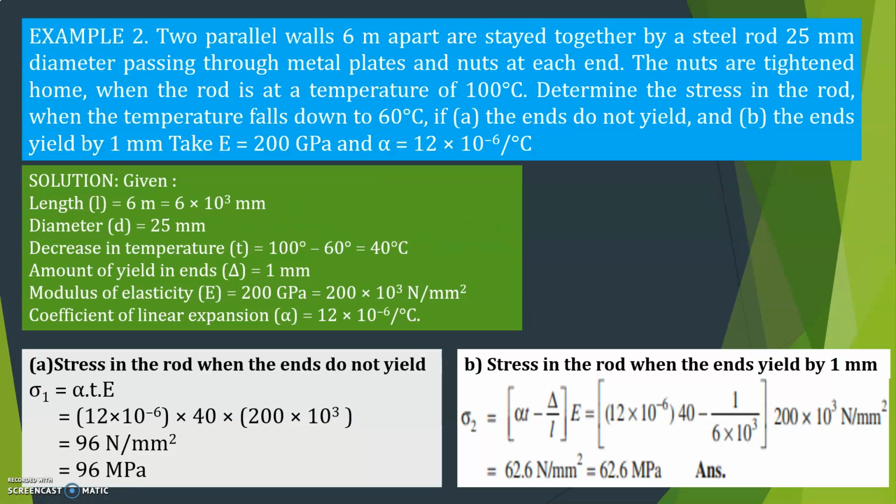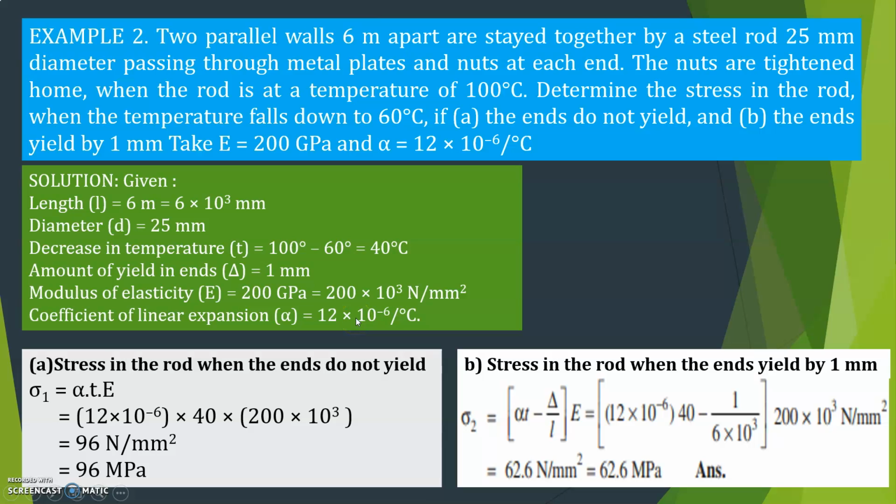Okay, let us take one more example. Two parallel walls 6 meter apart are stayed together by a steel rod 25 mm diameter passing through metal plates and nuts at each end. The nuts are tightened home when the rod is at a temperature of 100 degree centigrade. Determine the stress in the rod when the temperature falls down to 60 degree centigrade. The ends do not yield. There are two cases. First one is ends do not yield, and second case the ends yield by 1 mm. Take E is equal to 200 GPa and alpha is 12 into 10 raised to minus 6 per degree centigrade. Okay, this data is given here.